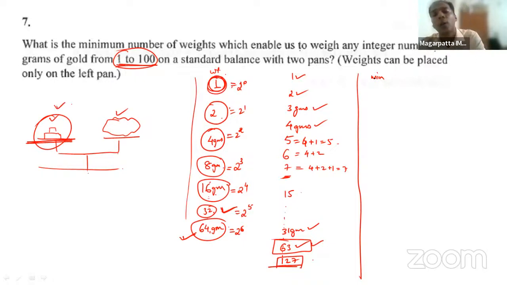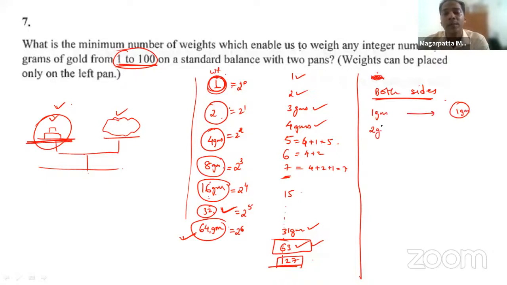Okay. If you're allowed to keep on both sides, then what would be the weights? So ideally I want to measure 1 gram. How would I do that? I'll take a weight of 1 gram. Okay. But now instead of 2 grams, see, the bigger the weight you take, the better it is. So is it possible to measure 2 grams using a bigger weight instead of just 2 grams?